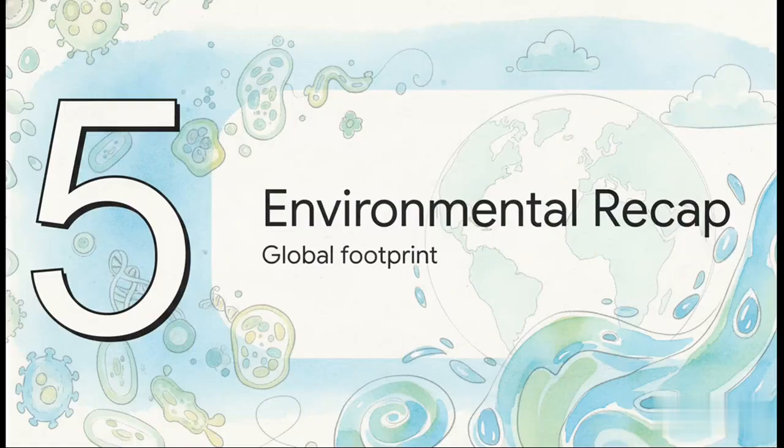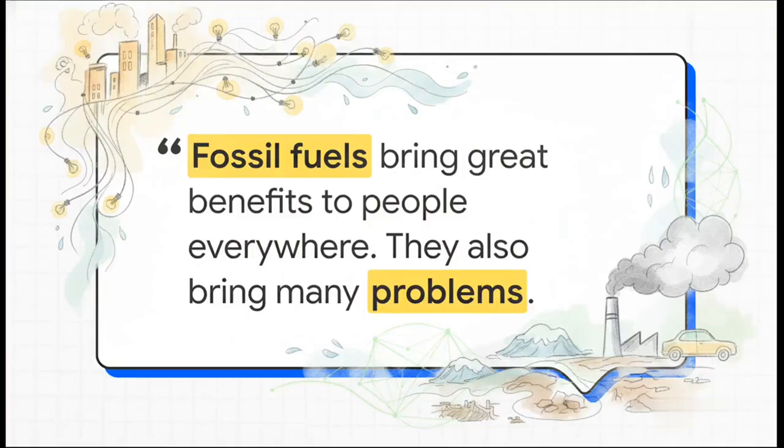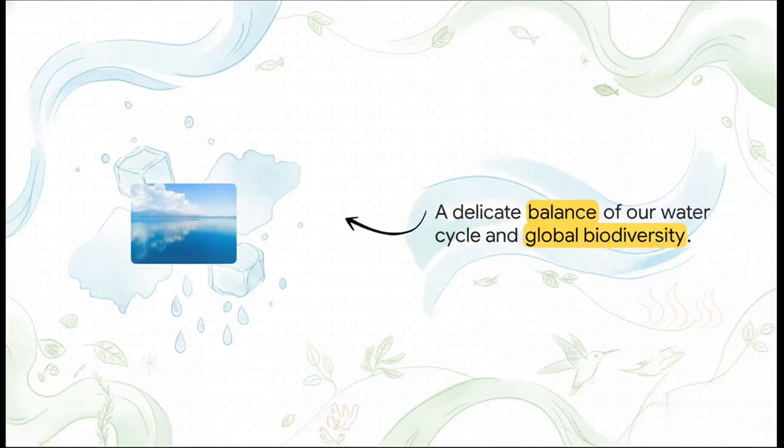Let's pull this all together in Section 5, a global environmental recap. When we look at our source material for this recap, it neutrally highlights a pretty stark dual reality about human progress. The science we use to extract and burn fossil fuels for global transport and to generate electricity undoubtedly brings massive benefits to people all over the globe. I mean, it literally powers our modern world. But concurrently, it drives immense environmental problems, specifically by pumping out the exact carbon dioxide that is fueling this rapid climate change. It all comes down to this.